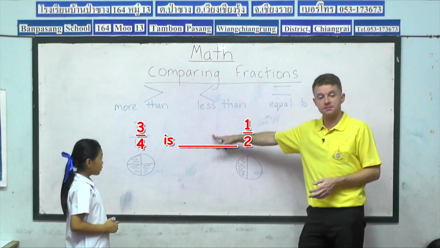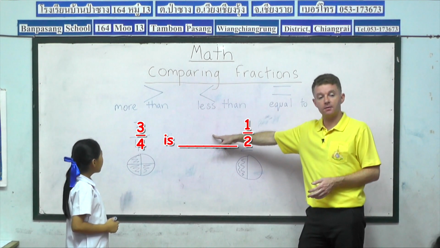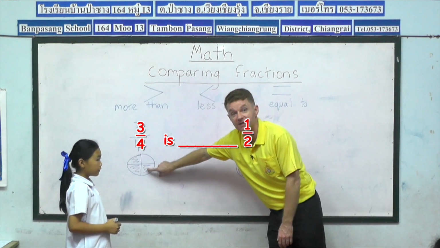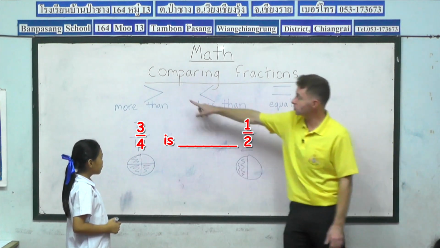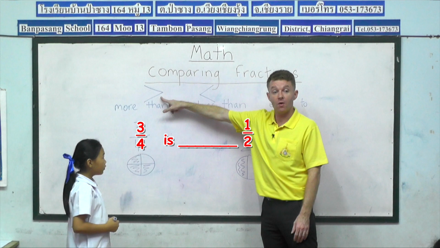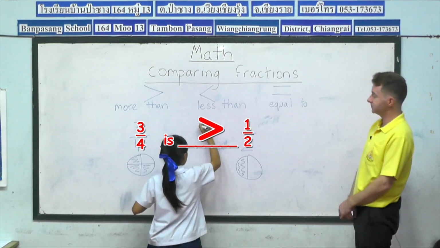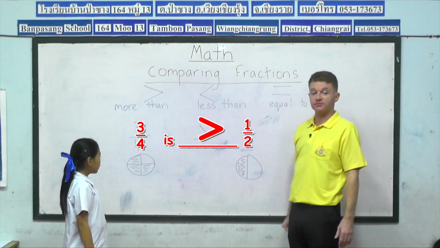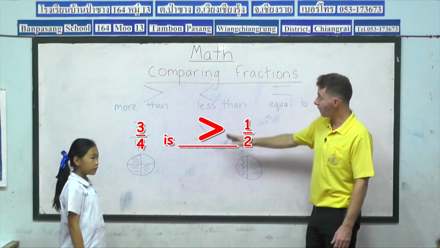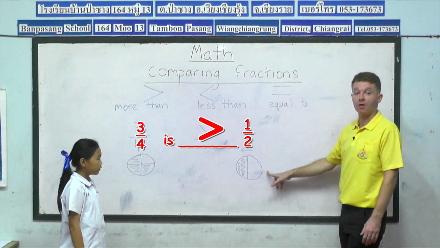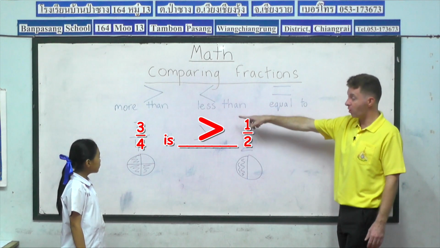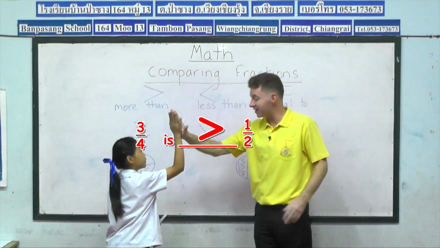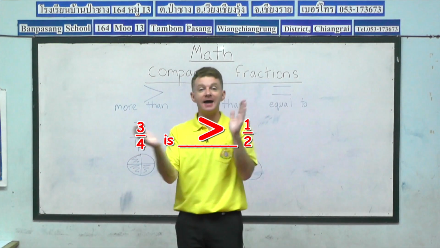3/4 is, what do we think? More than. You can see there are more parts of the circle shaded blue than there are in this one. So we can use the symbol for more than. So Nadia, you can put it in there. And we can say together, 3/4 is more than 1/2. Yes, 3 over 4 is more than 1 over 2. Nadia, that was excellent. High five and a big round of applause for Nadia, please, guys.